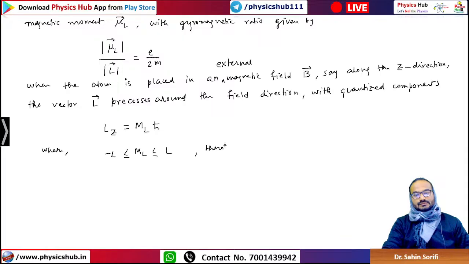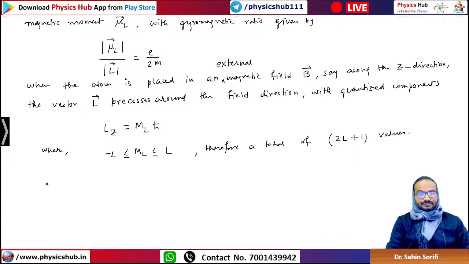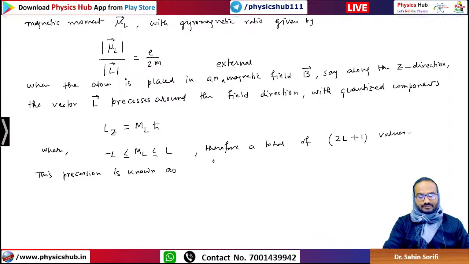Therefore, a total of 2L plus 1 values. And this precession is known as, what is the name of this precession? Anyone? Larmor precession, right? Larmor precession. When it is precessing, it will precess with some angular velocity.